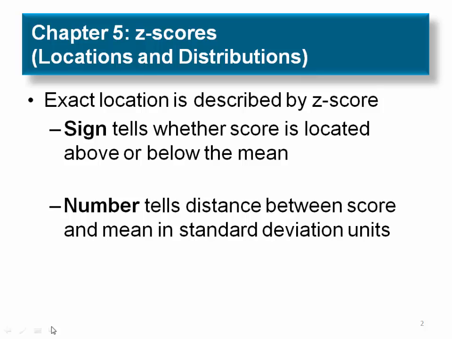Thus, in a distribution of IQ scores with mu equals 100 and a standard deviation of 15, a score of x equals 130 would be transformed into z equals plus 2. The z value indicates that the score is located above the mean by a distance of 2 standard deviations, or 30 points.